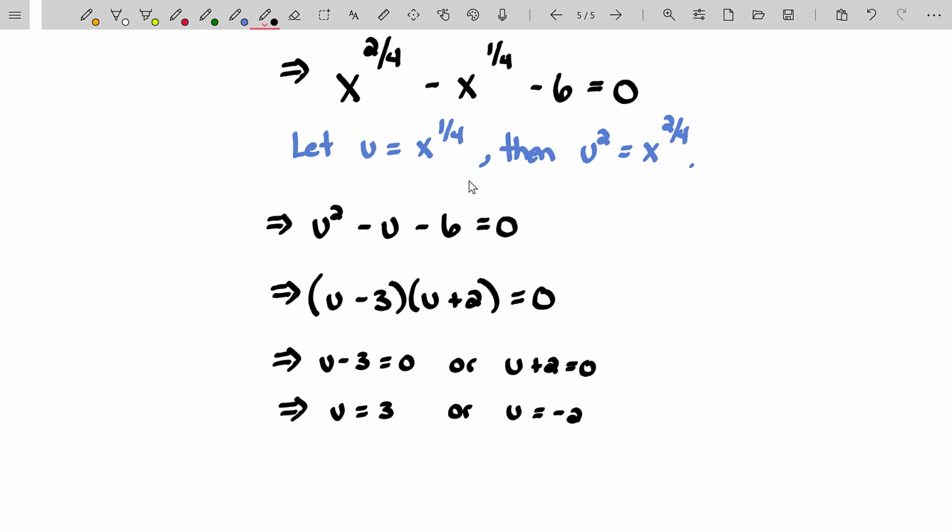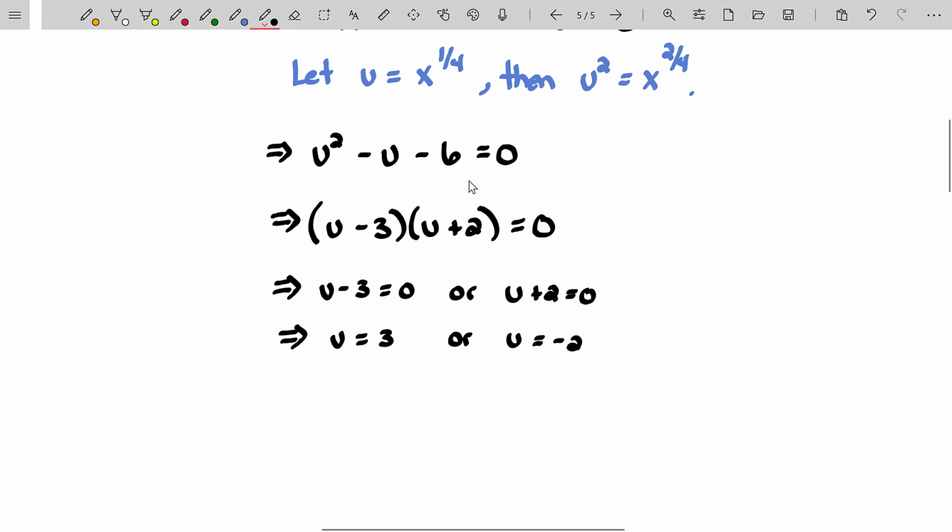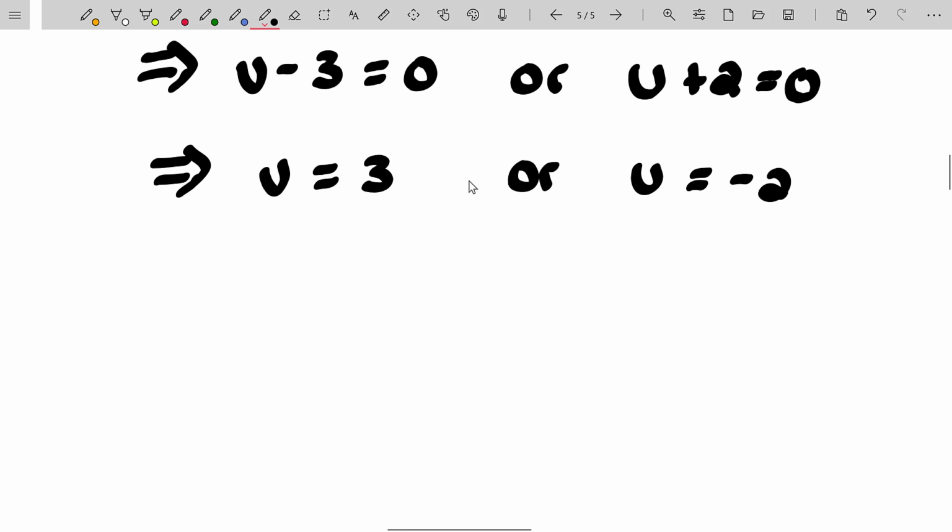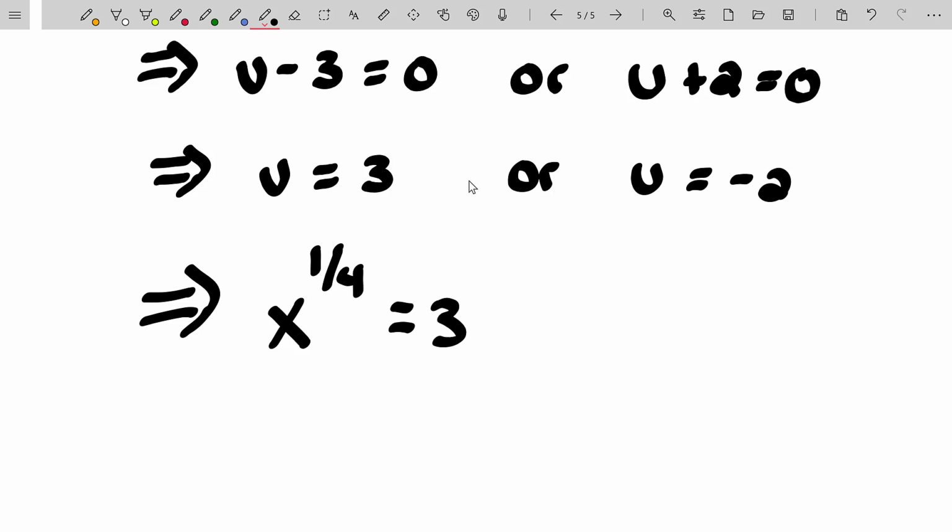So let's go ahead and resubstitute back into the world of x. We just used this substitution into the world of u to make things visually appealing. But in reality, u is just x to the 1/4. So I'm going to trade those u's out for an x to the 1/4.